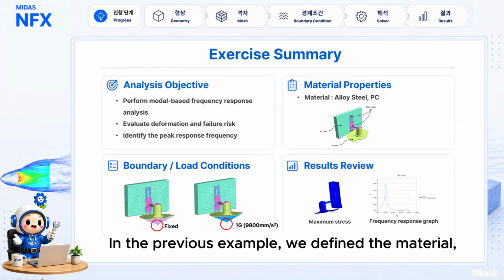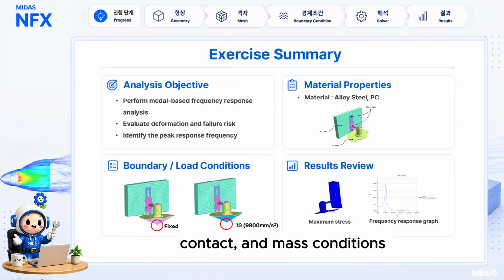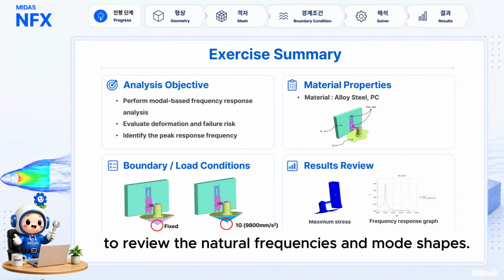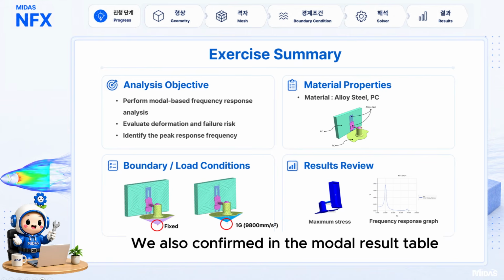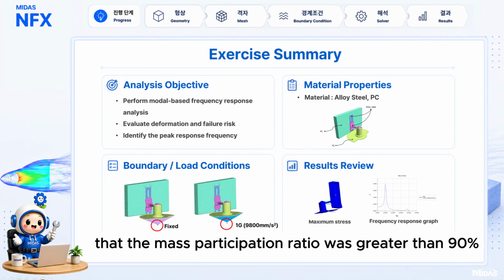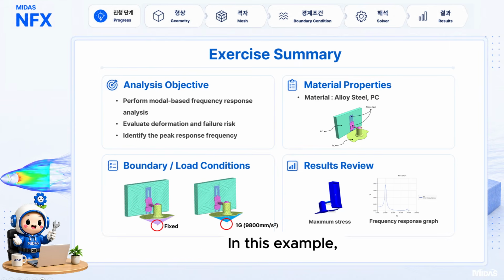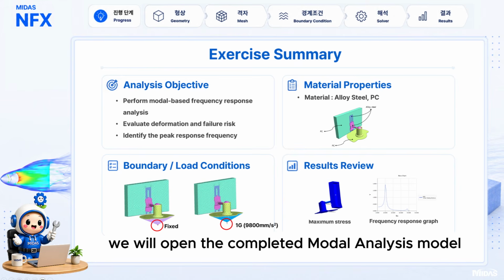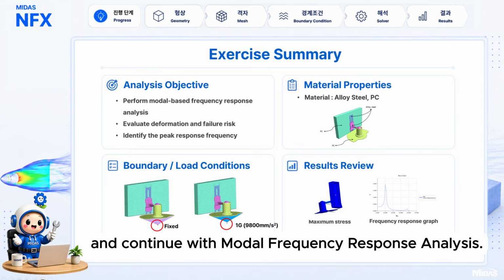In the previous example, we defined the material, contact, and mass conditions for the monitor and connecting bracket. Then, we performed modal analysis to review the natural frequencies and mode shapes. We also confirmed in the modal result table that the mass participation ratio was greater than 90%. In this example, we will open the completed modal analysis model and continue with modal frequency response analysis.